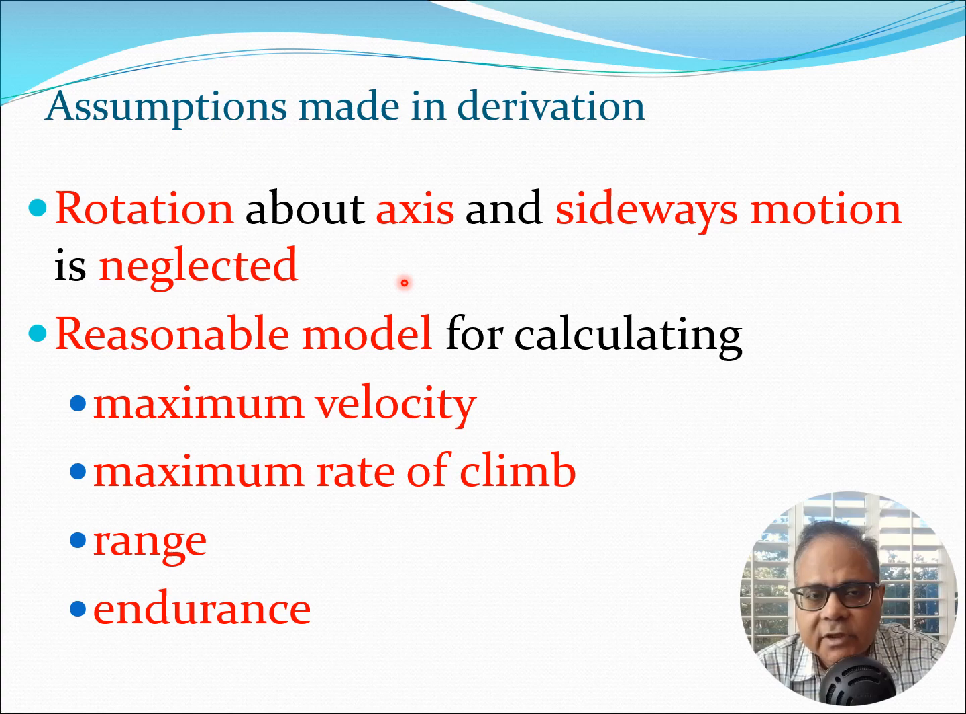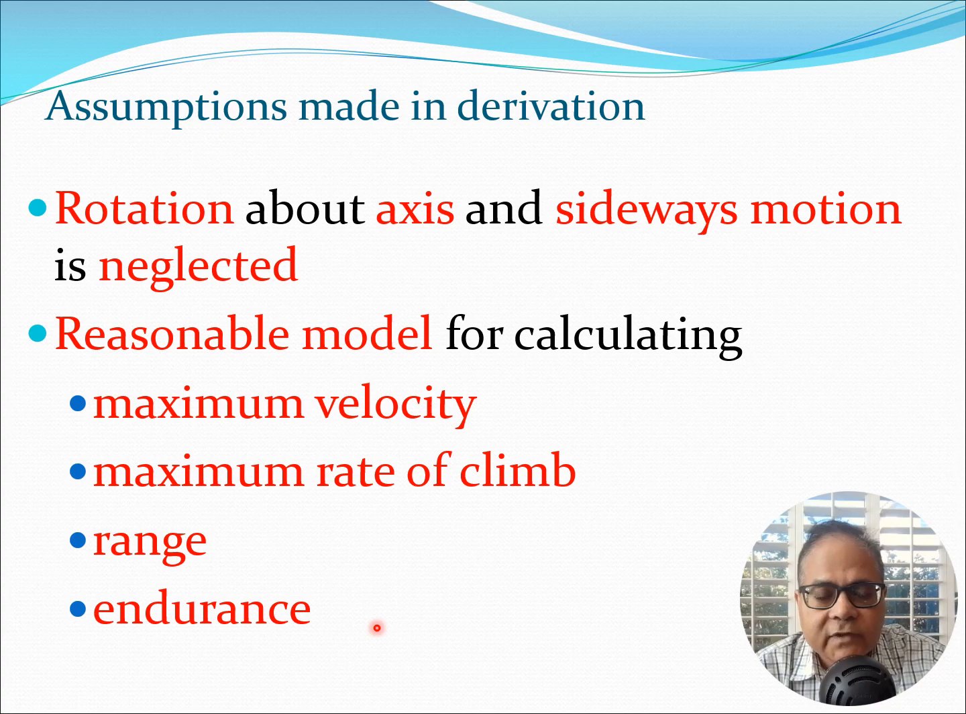For example, if we consider rotation about the axis or sideways motion of the aircraft, then these equations become more complex and lead to what is known as the flight dynamics equations. Sometime very far out in this course, I am going to look at some of those equations. Right now we are going to neglect all this rotation around the axis and sideways motion. This is a reasonable model because we are going to use these equations for calculating basic aircraft performance characteristics such as the maximum velocity of the airplane, the maximum rate of climb, and range and endurance.